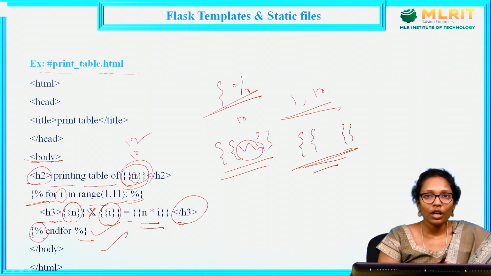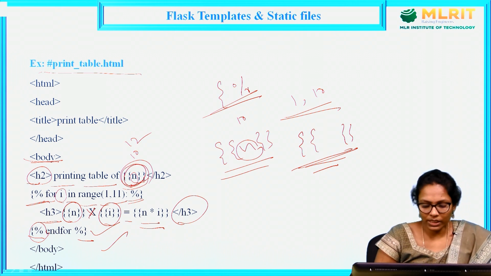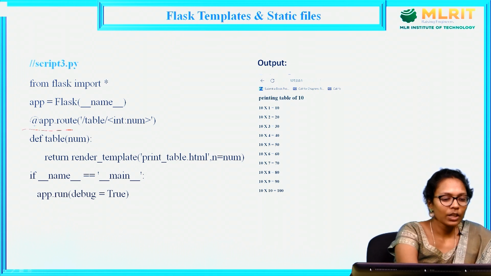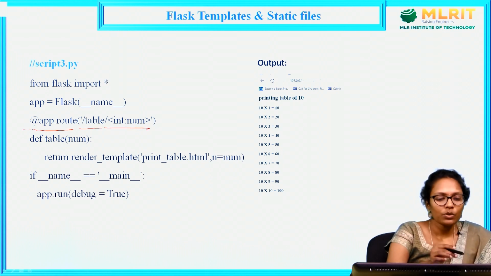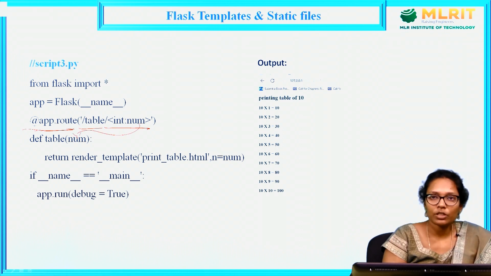So now, when this HTML file is executed, who will send this n value? That we will see in the Python. So this is a Python file. Here, while setting the route, what is the route here? The route is taking slash table followed by slash a number, an integer number. So this is the integer number you're going to pass to that HTML file. So the same number will be sent as a parameter to the table method.